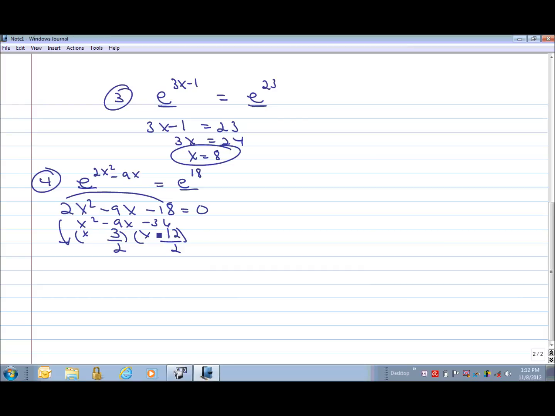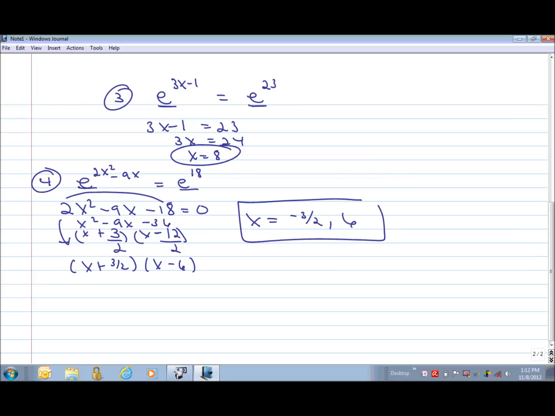We want the 9 to be negative, so a negative 12, a positive 3. Again, when we divide out or slip the 2 back into our problem, your factors would be x plus 3/2 and x minus 6. So your solutions then would be x is equal to negative 3/2 or positive 6. And again, you have to be a little careful with negatives in logarithms, but not exponents. They're fine as exponents. Let's move on.